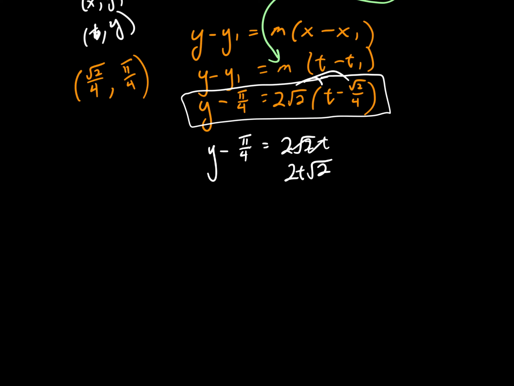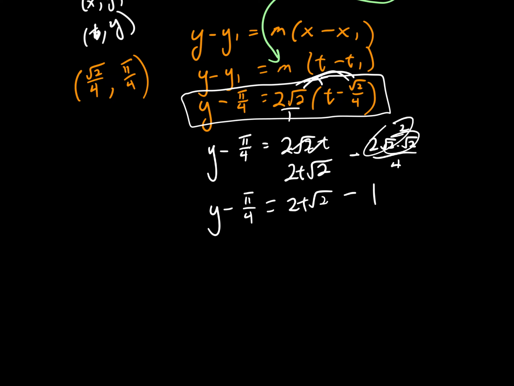And then here, if you distribute, you're going to have negative 2 radical 2 times radical 2 all over 1 times 4. There. Let's clean it up. I have y minus pi over 4. This is 2t radical 2. And what do we have here? Well, this right here equals 2. That equals 4. That's minus 4 over 4. y equals 2t radical 2 minus 1 plus pi over 4.